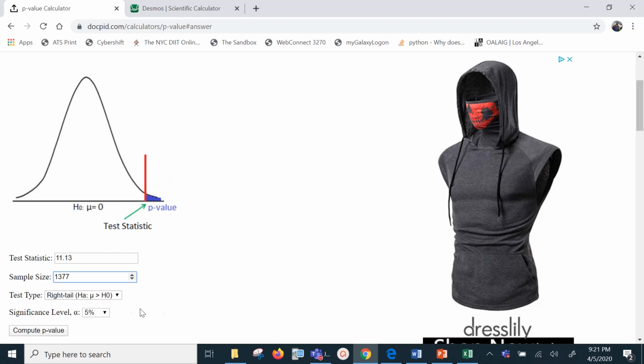So we said it was greater than, so it's going to be greater than. Now, if we said less than, we're going to put less than. It would be left tail. Now, if we had not equal to, it would be called two tail, and we would hit two tail, okay? This one was greater than, so we're going to go right tail.